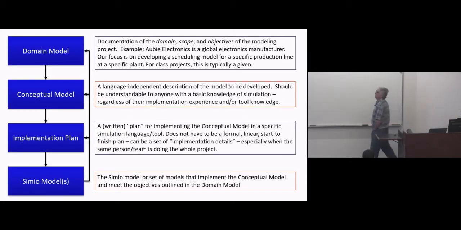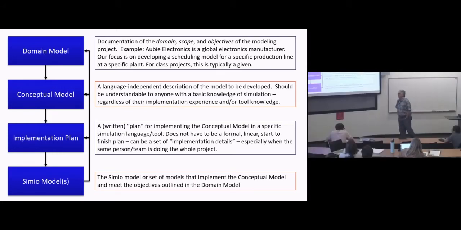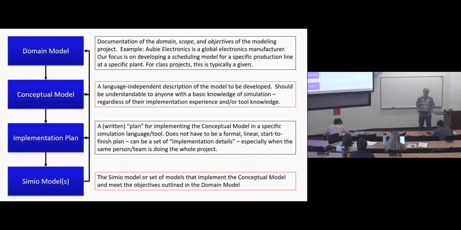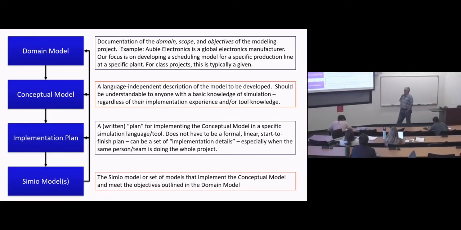We then talked about this general implementation methodology where we go from a domain model to a conceptual model to an implementation plan to a Simio model. And hopefully, in a perfect world, you would have done this five times: case study 1, case study 2, case study 3, case study 4, case study 5. I don't know if you did. My suspicion would be that you would not have, but I hope that you did.